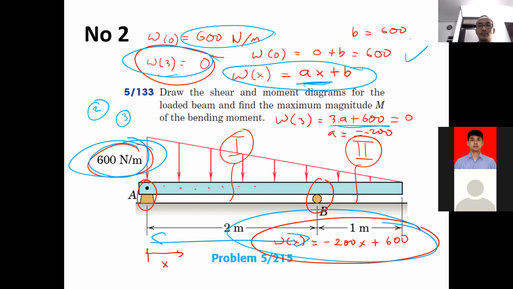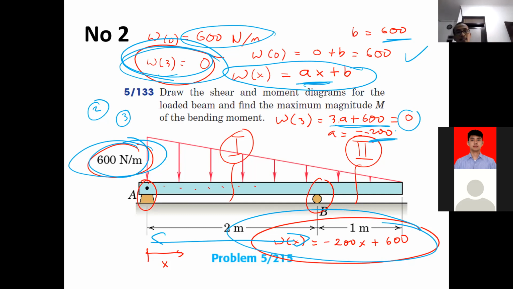Karena B-nya udah tahu 600. Oke. Nilainya sama dengan berapa? Sama dengan 0. Karena kita tahu nilai W saat X sama dengan 3 sama dengan 0. Dari situ kita dapat A-nya adalah minus 200. Jadi persamaannya itu adalah W sama dengan minus 200X plus 600.